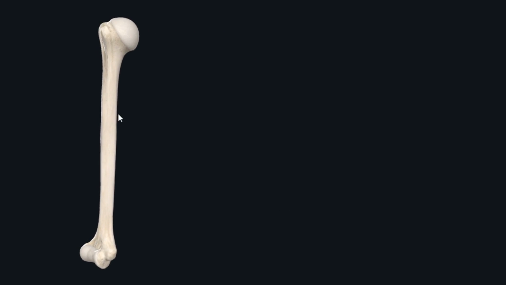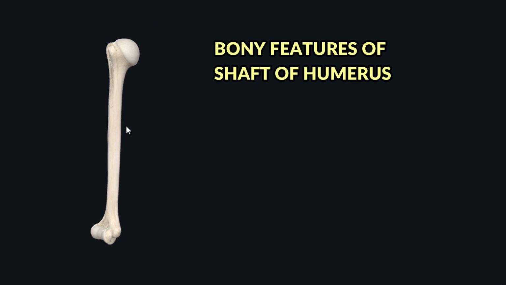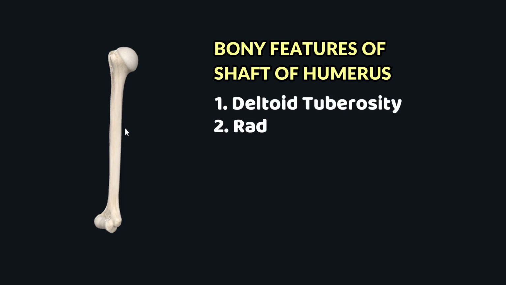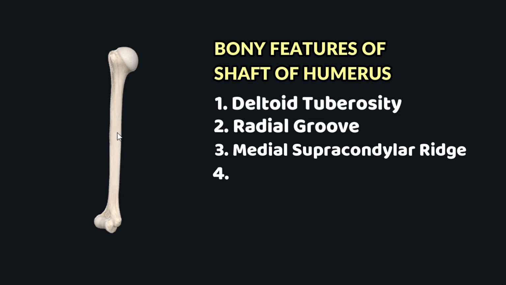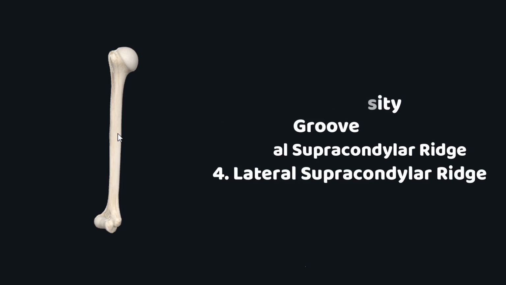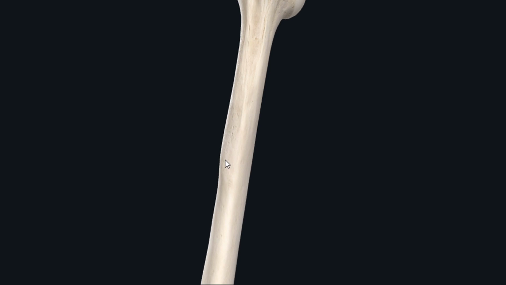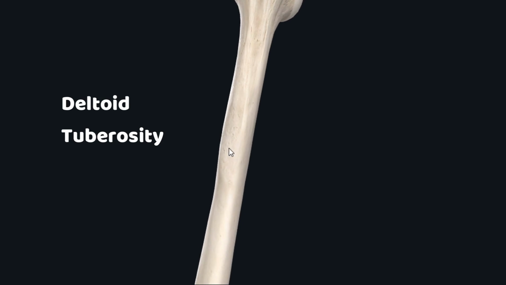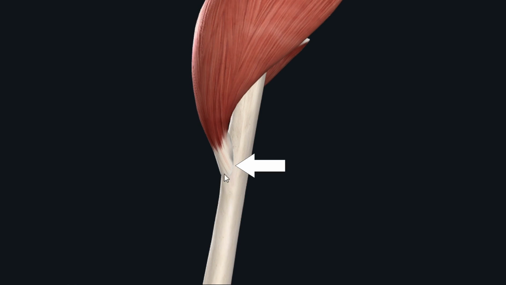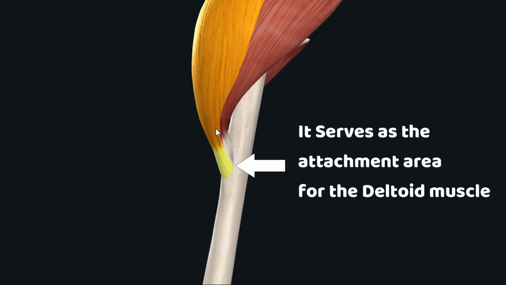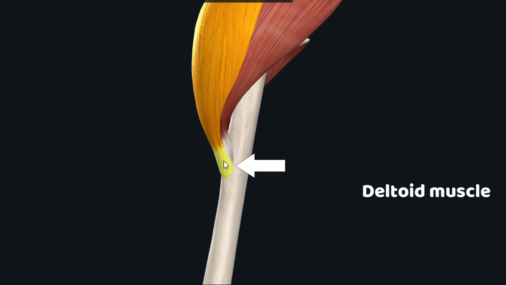Now the body or shaft of the humerus has the following bony features: the deltoid tuberosity, the radial or the spiral groove, the medial supracondylar ridge, and the lateral supracondylar ridge. So this roughened triangular elevation on the anterolateral surface of the midshaft of the humerus is the deltoid tuberosity. This tuberosity serves as the attachment area for the deltoid muscle, as is shown in the model.